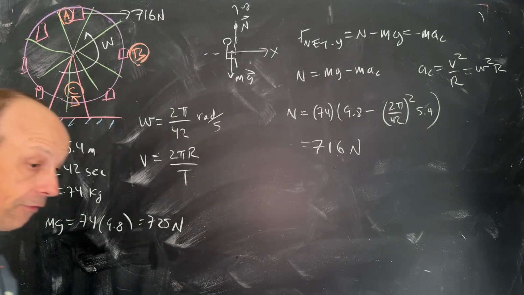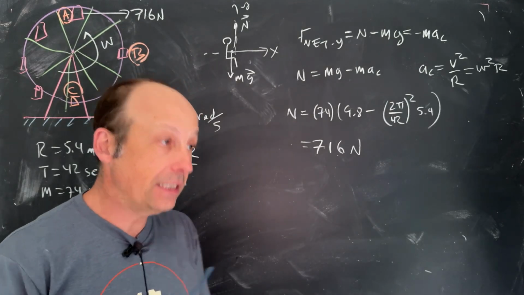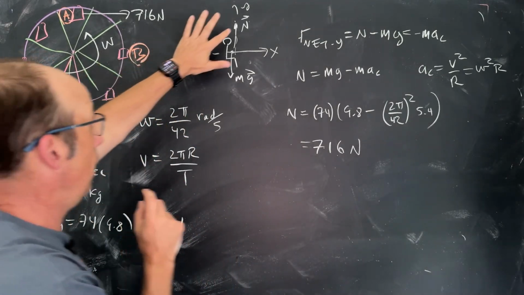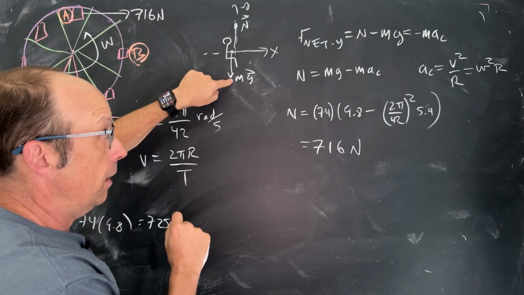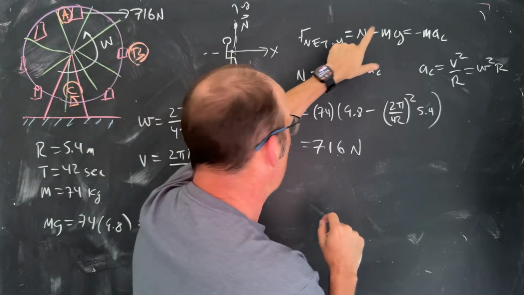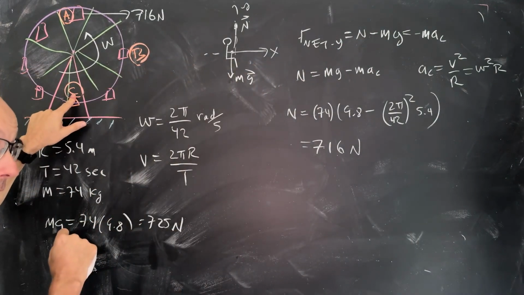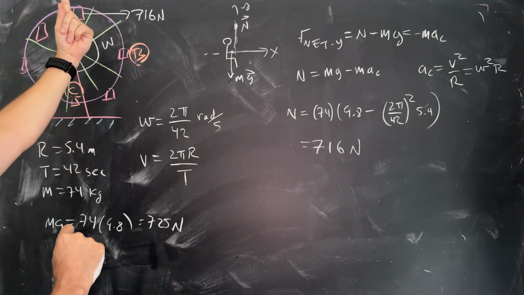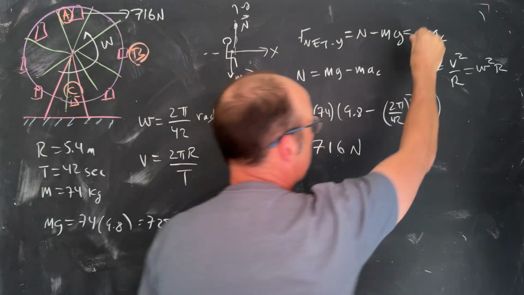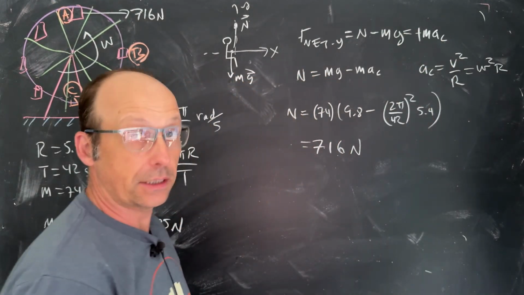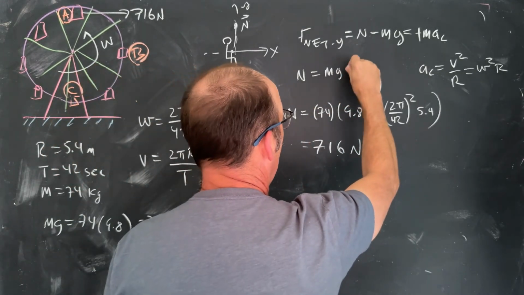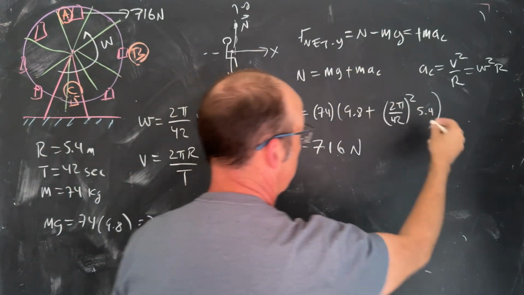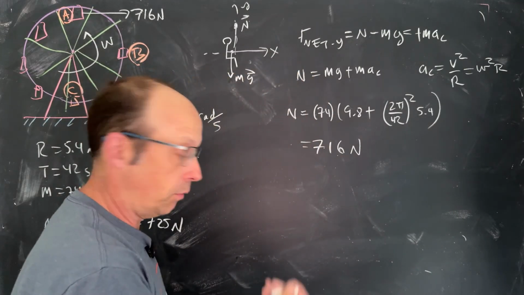Now, let's go down to C. What is different at the location C? Well, we still have a normal force pushing up. We still have the gravitational force down. The only difference is at the bottom down here, the acceleration is this way. The acceleration is in the positive y direction. So this is going to be positive, that's going to be positive, and that's it. So we can just calculate it again.